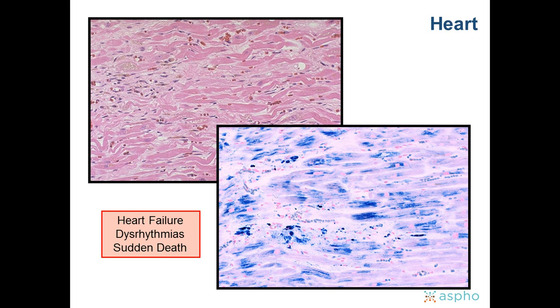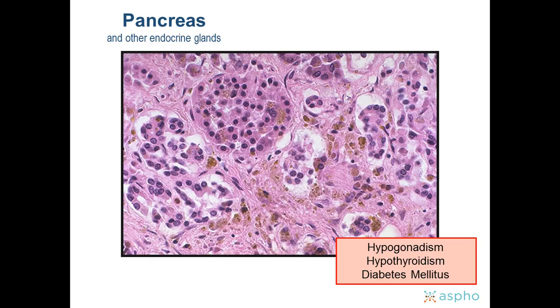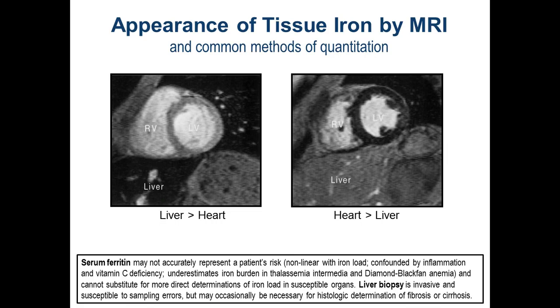This can happen in the heart, leading to heart failure and dysrhythmias and sudden death. The most common cause of death in individuals with thalassemia major is cardiac, but also in the pancreas and other endocrine glands, where you can get endocrinopathies as a result of the iron overload. Now, we monitor iron overload by measuring the iron in the tissue of interest by MRI, generally. You can measure ferritin, and we do, but look at these caveats down here.